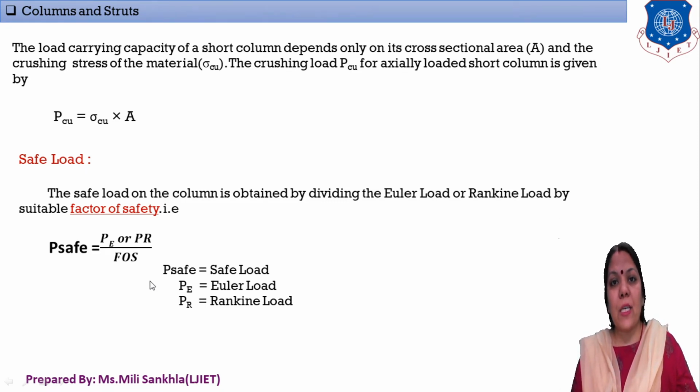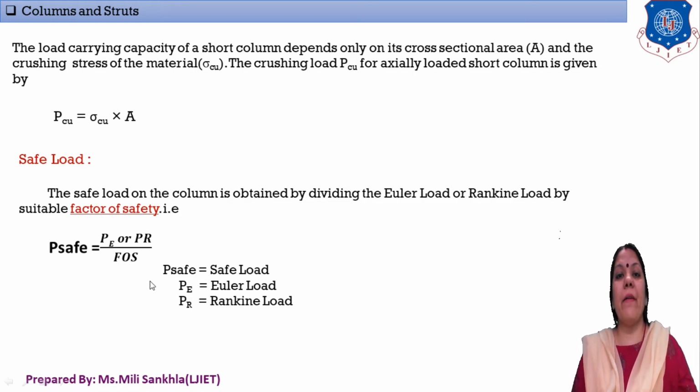If safe load is given, then we find out factor of safety, and if factor of safety is given, then we find out safe load. Okay, safe load is the ratio of Rankine load or Euler load to FOS, and factor of safety is the ratio of Euler load or Rankine load to safe load.